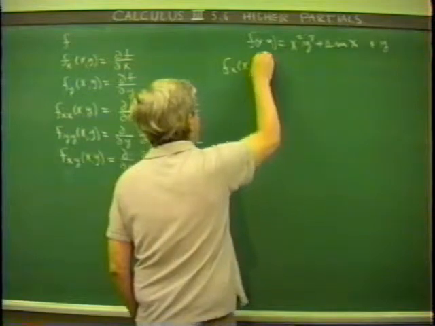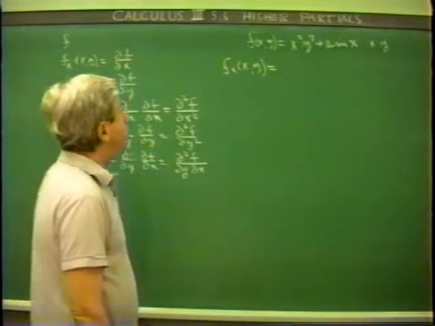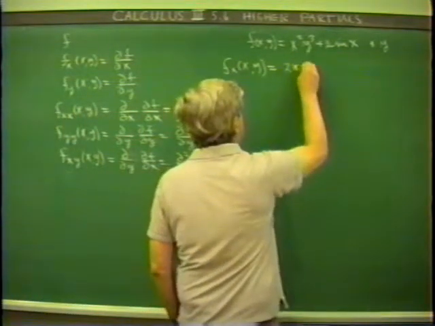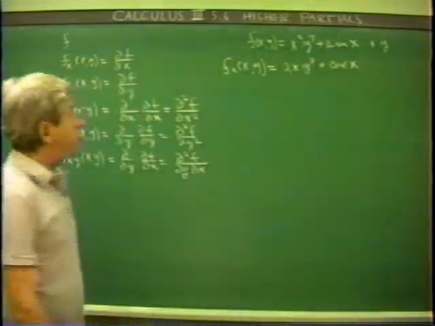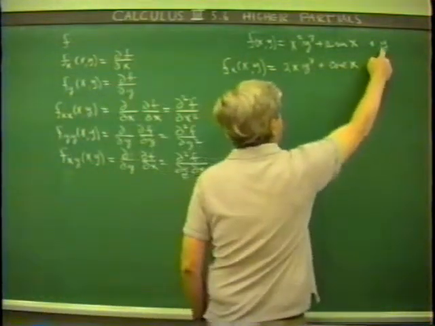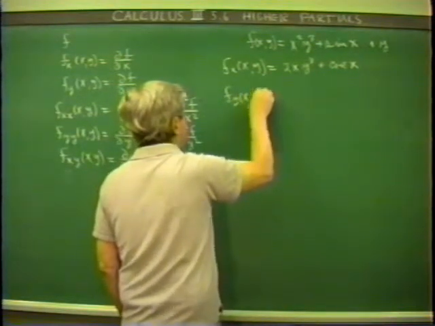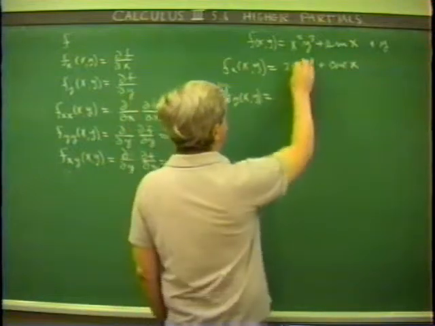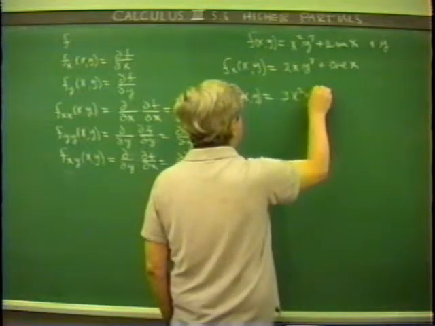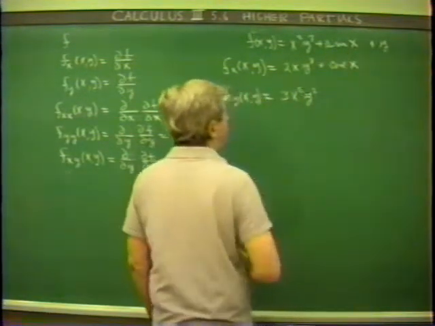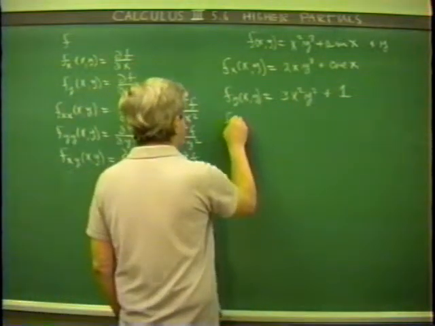All right? This is f of x and y. Then the partial with respect to x at x and y is equal to 2x y cubed plus cosine x. The derivative of y with respect to x here, when y is fixed, is 0. The partial with respect to y at x and y is equal to 3y squared times x squared, or 3x squared y squared. The partial of x with respect to y is 0, so this is then plus 1.